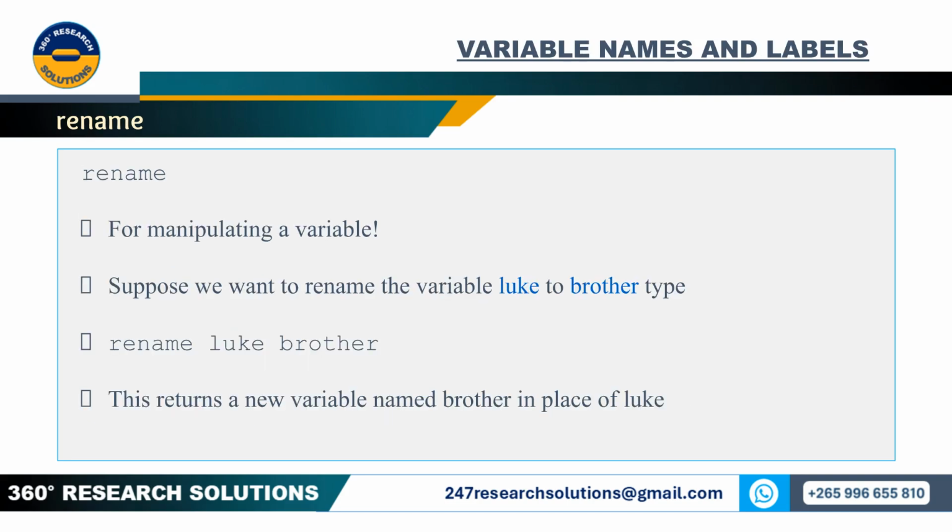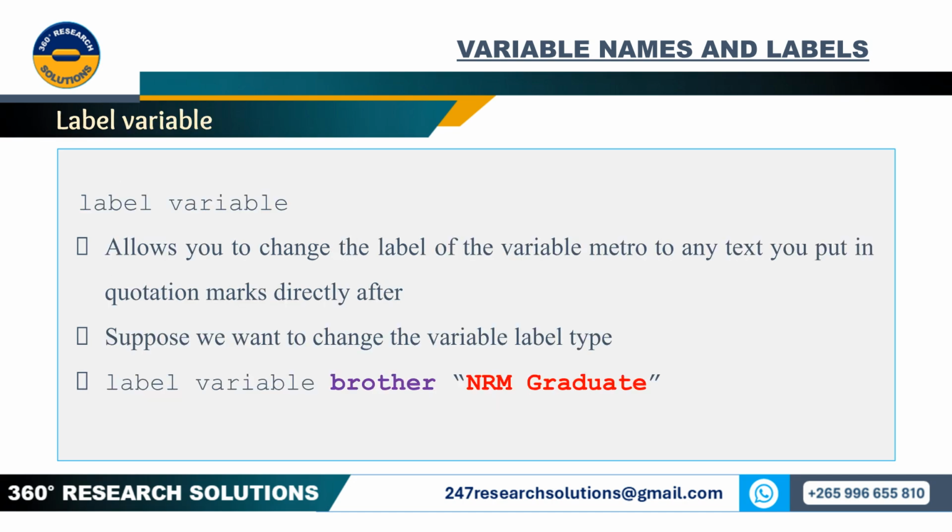The rename command is used to manipulate a variable's name. For example, rename Luke brother changes the variable name from Luke to brother. The label variable command changes the descriptive label of a variable. For example, label variable brother NRM graduate assigns the label to the variable brother.